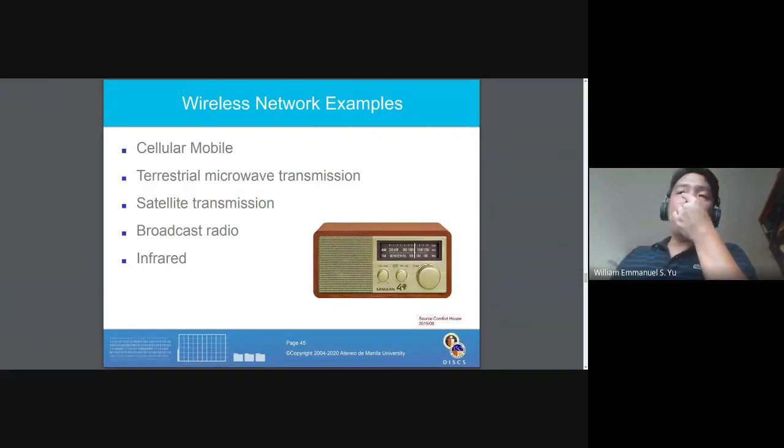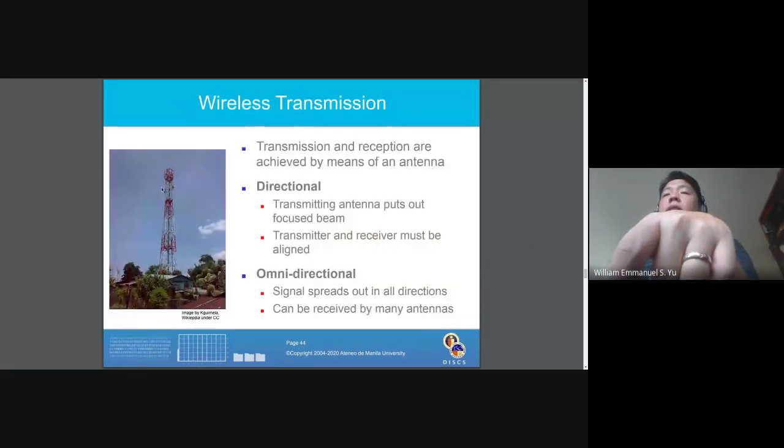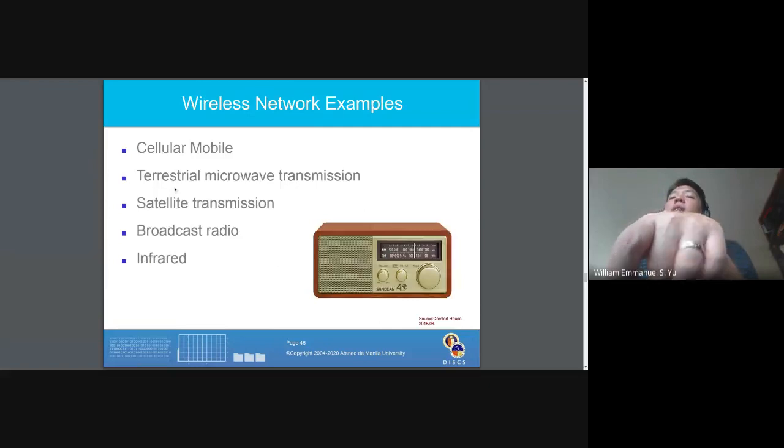Then you have what is called terrestrial microwave, which is normally point-to-point, right? So this drum-like antenna here is probably terrestrial microwave. So you send a signal from point to point, right? The distances can be longer, the bandwidth can be higher, but it is generally directional, or what we call unidirectional.